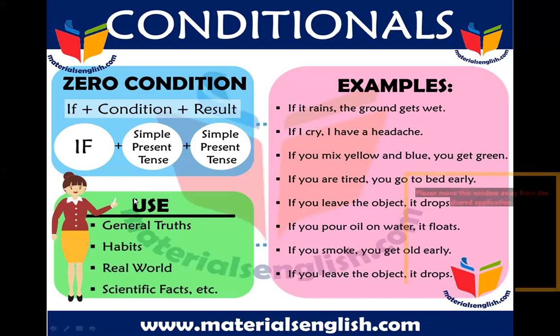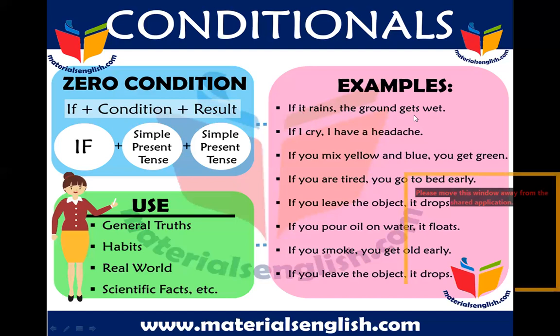The question is, what do we use the zero conditional for? First use, general truth. Second use, habits. Third use, real world. And number 4, scientific facts. Examples, number 1: if it rains, comma, the ground gets wet. If it rains, comma, the ground gets wet.